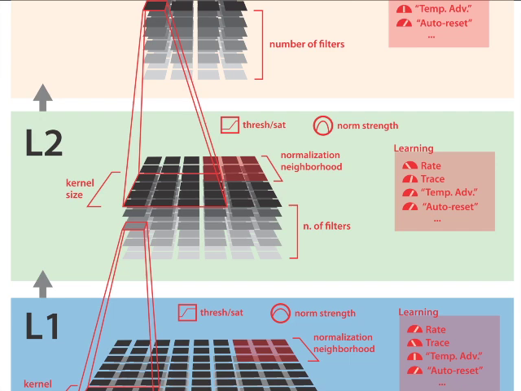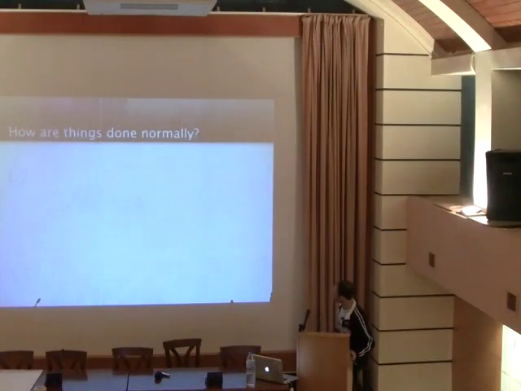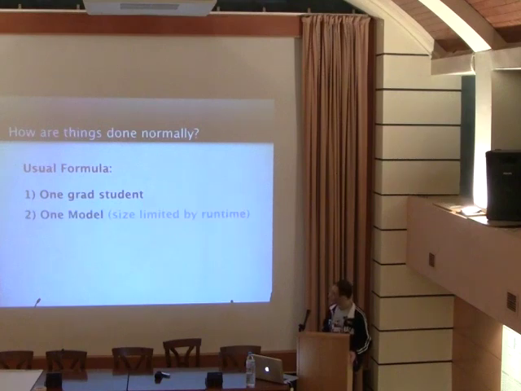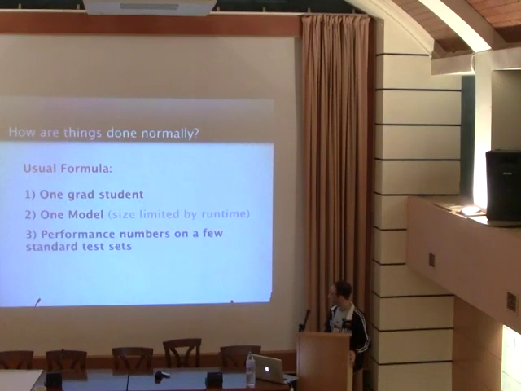So usually, how are these things done? How does it work? Usually the formula is you take one grad student, who will play with a model that is usually limited by runtime and the library that is currently available in the lab. You test it and you try to get some nice results on some external benchmark. And hopefully you publish that in a nice paper and you get a PhD. And the problem with this is that you're basically limited a lot by the size of the model. And since there are a lot of parameters you want to tweak, it takes a lot of time, it's complicated.